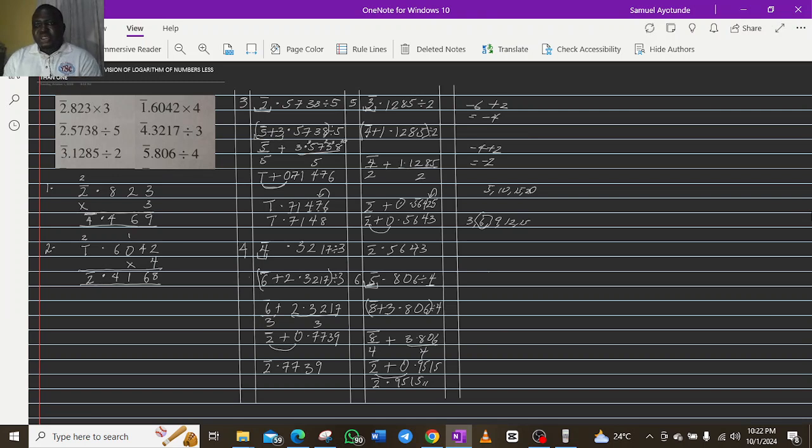So from this point now, in our next classes when we're still looking at common logarithm, we will be taking questions on logarithm.